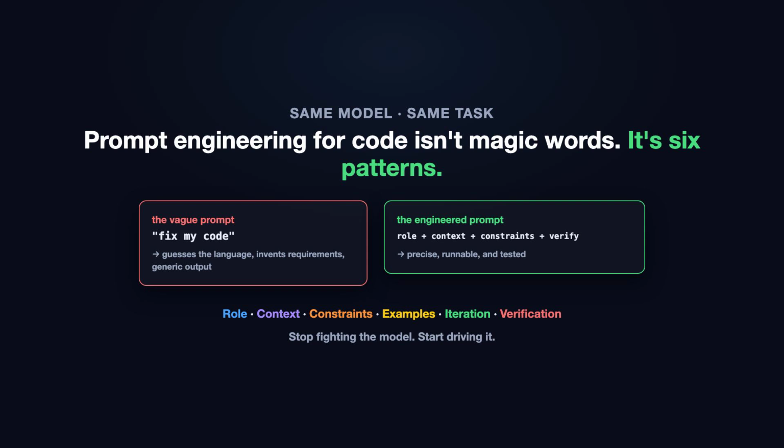Now watch the same task written with intent, a role, the exact context, hard constraints, and a request to verify its own work. Same model, completely different output, precise, runnable, and tested. That gap is not luck. It's technique.